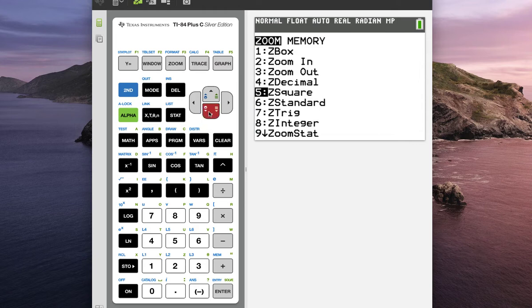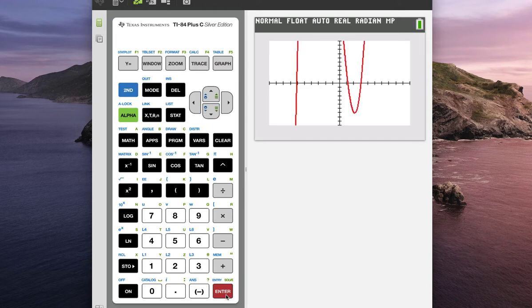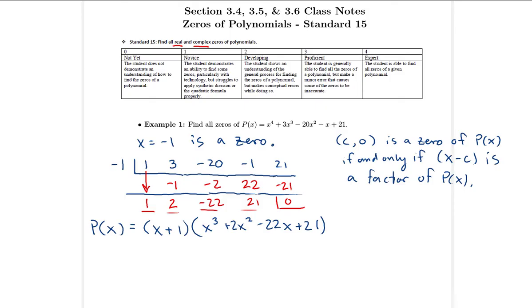So let me go ahead and go back to Zoom Standard. Okay, and notice it looks like this one's crossing at x equals 3, just like we saw in the other graph. But just to be careful, it's not a terrible idea to kind of update your graph as you go along in these problems. All right, but I can definitely make the statement that x equals 3 is a 0.